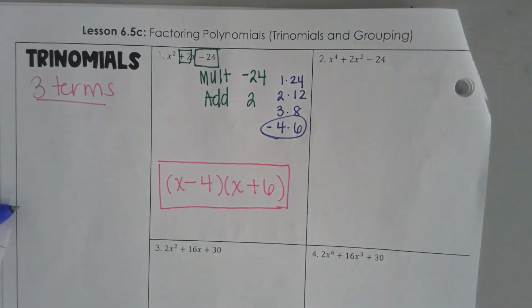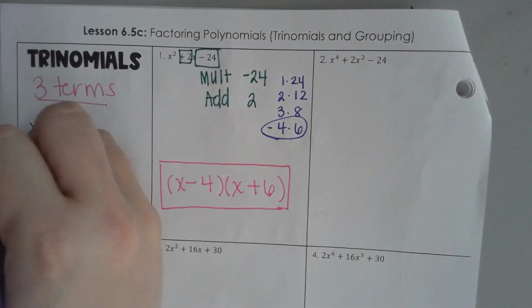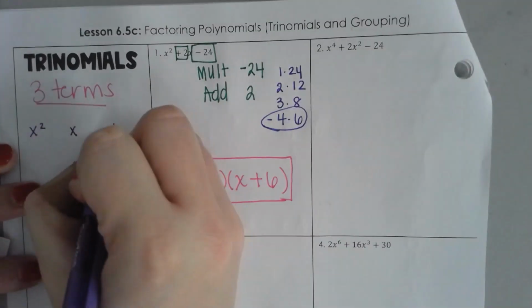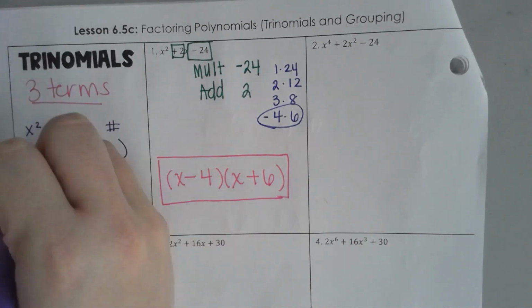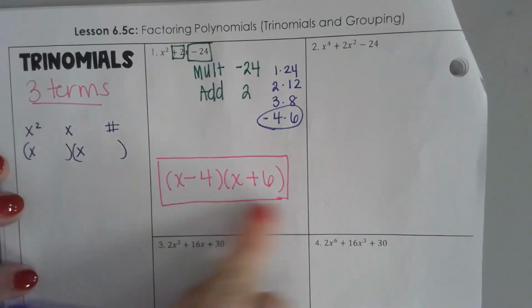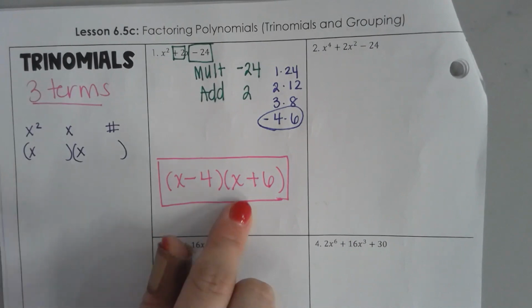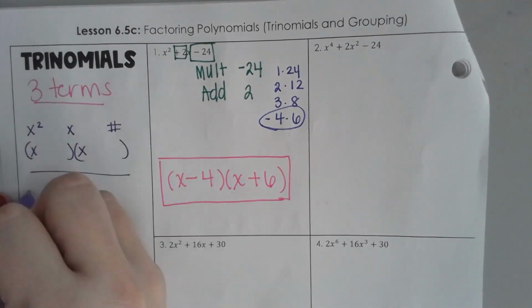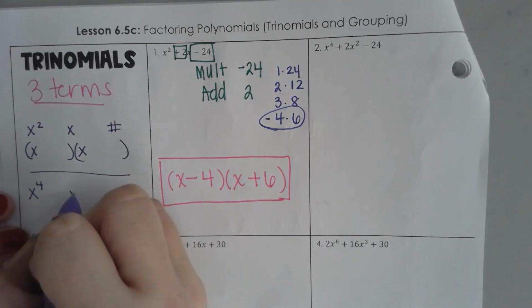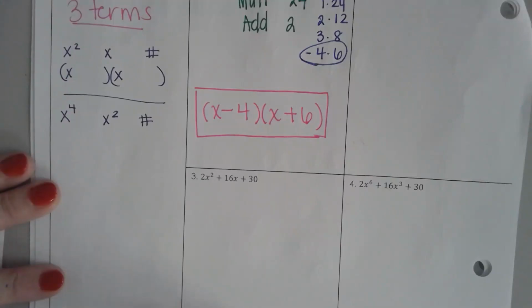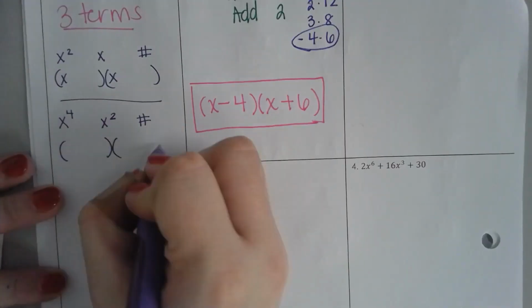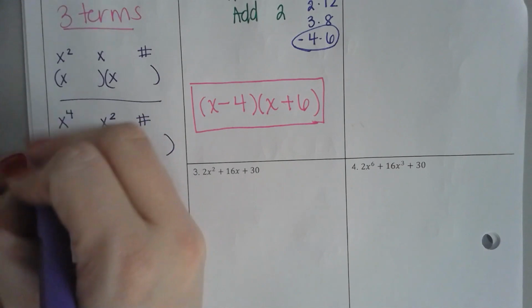So you might see that on some of these problems, and the work that you do is exactly the same. So if you have an x squared and an x and just a number, then when you write your parentheses they are just going to have x's. That's exactly what we did here. If you have an x to the 4th and an x squared and a plain number, the only change from one problem to the next is that instead of x's, these are going to be x squareds.